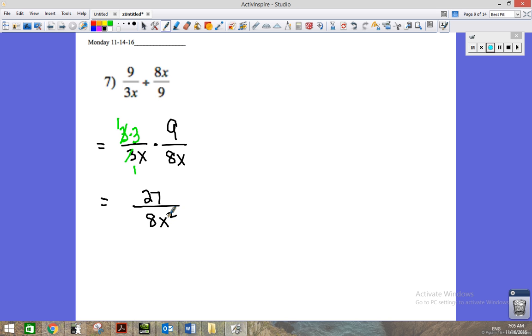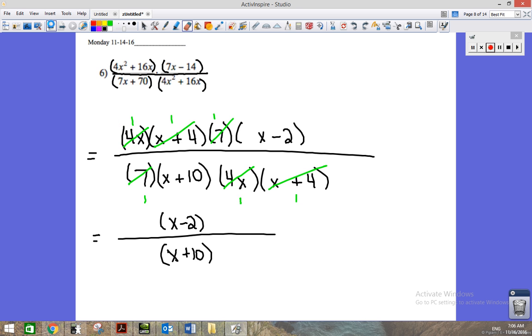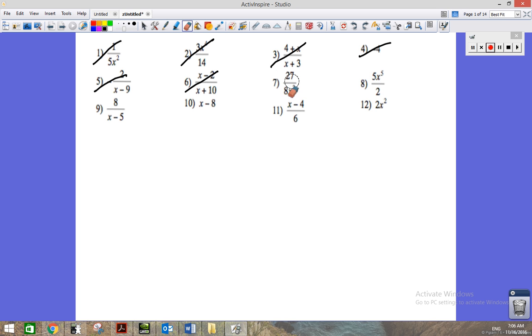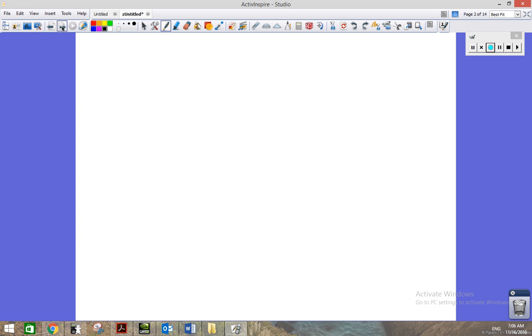And 27 and 8 do not share any common factors. You can write 27 as 3 times 3 times 3. You can write 8 as 2 times 2 times 2. They don't share anything that's going to cancel each other. So this is our final answer. Let's go check it against our key. 27 over 8x squared. So we're still doing okay.